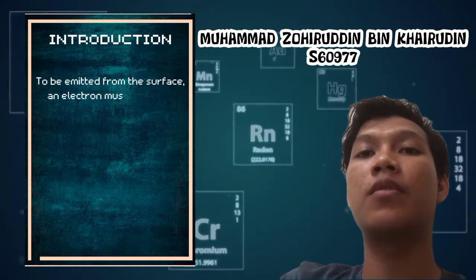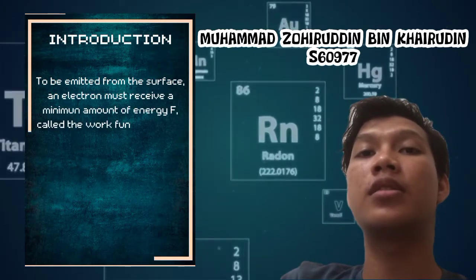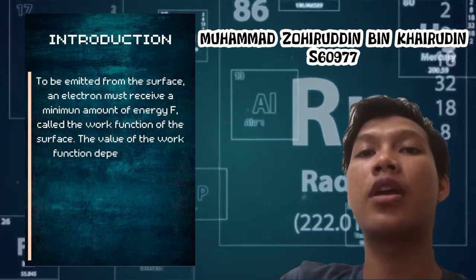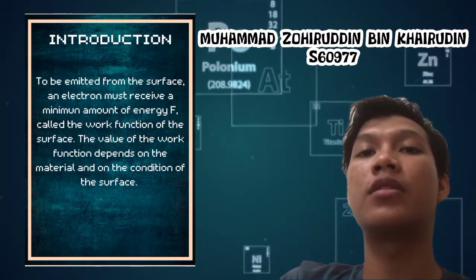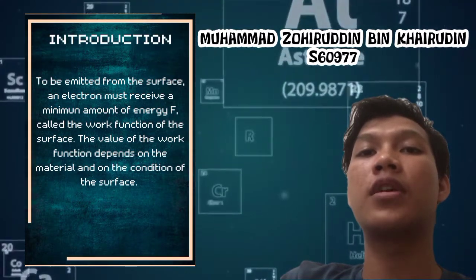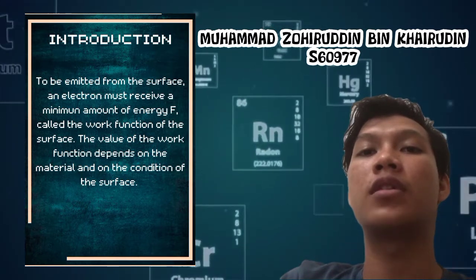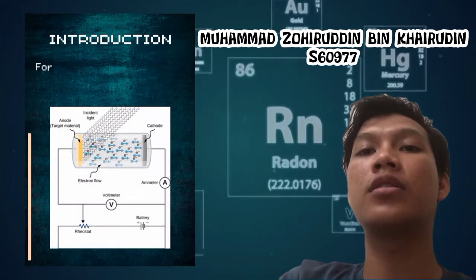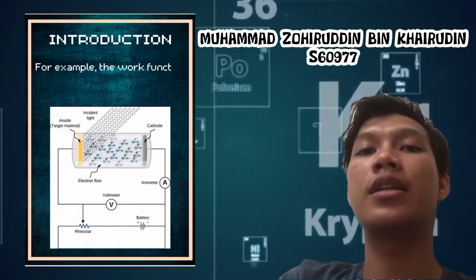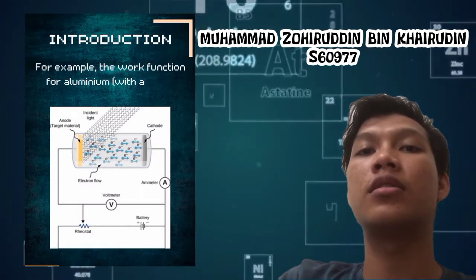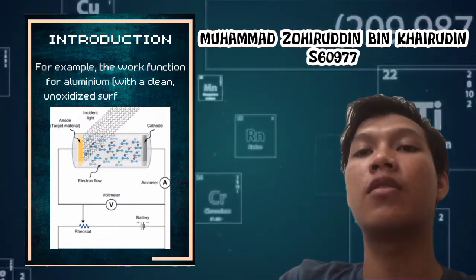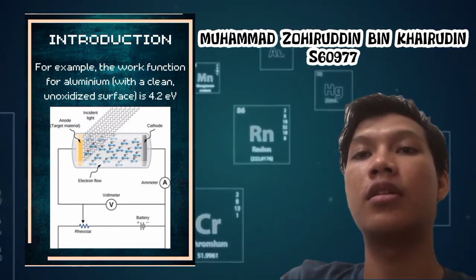To be emitted from the surface, an electron must receive a minimum amount of energy, called the work function of the surface. The value of the work function depends on the material and on the condition of the surface. For example, the work function for aluminum, which is a clean anodized surface, is 4.2 eV.